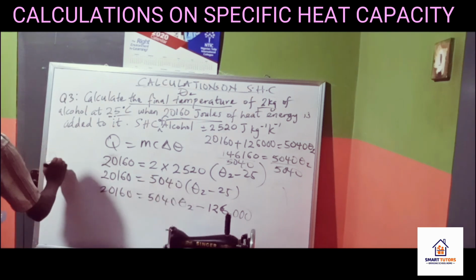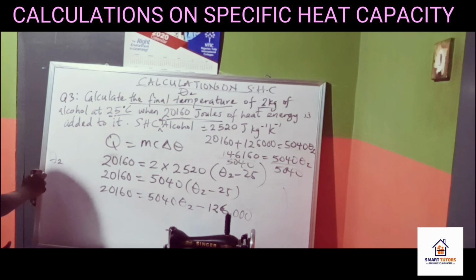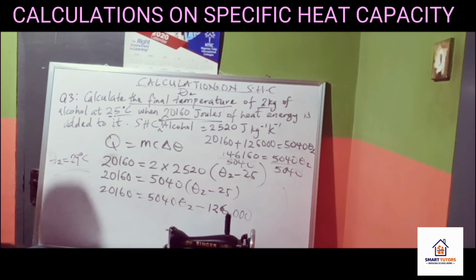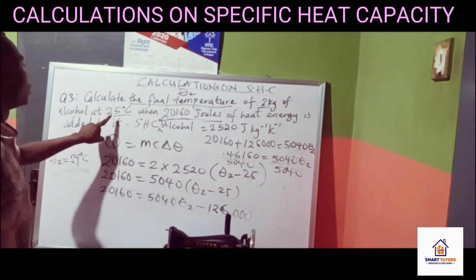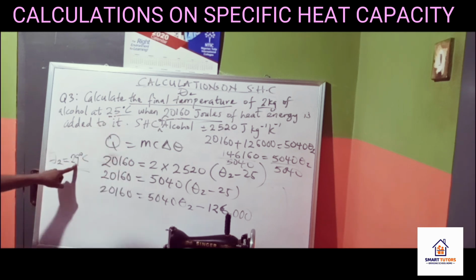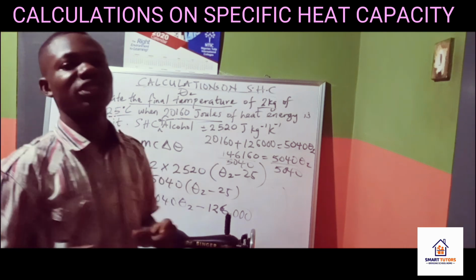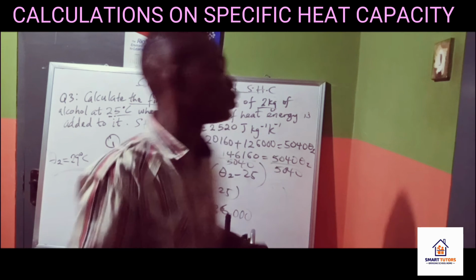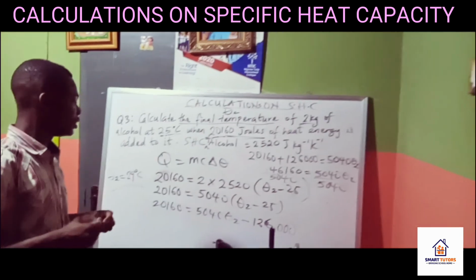Can you see my hand here, what I'm writing from the video? Theta 2 is 29 degrees Celsius. So this is the final temperature when we added this amount of heat energy. The temperature increased to 29 degrees Celsius. So what do you think is the change in temperature? It's 29 minus 25, which is 4 degrees Celsius, that was added to this temperature when we added this quantity of heat energy.